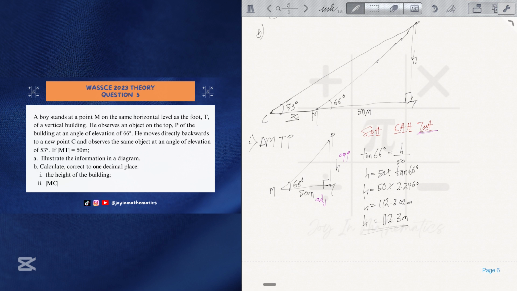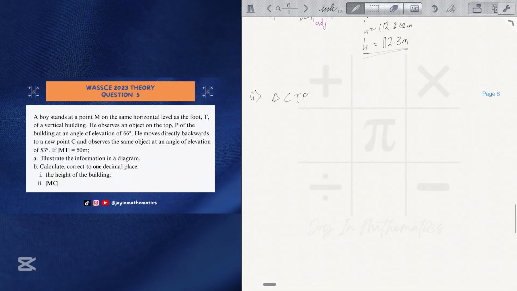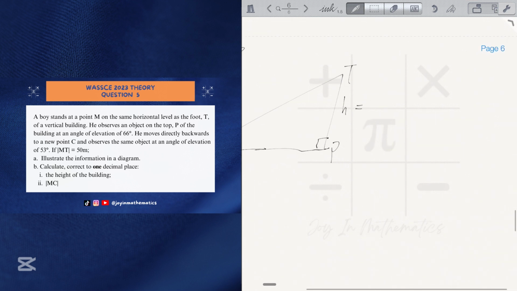To consider length MC, we have to consider triangle PTC or CTP, any one. So let's consider triangle CTP. Considering triangle CTP now, let's draw the triangle. We have a right angle triangle of C, T, and P. The height H is 112.3 meters. I'm using one decimal place.